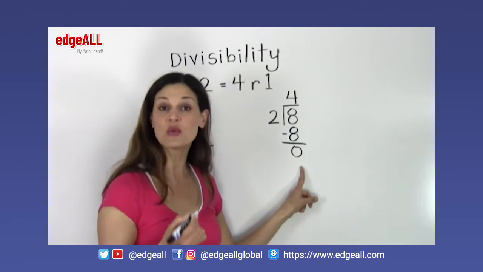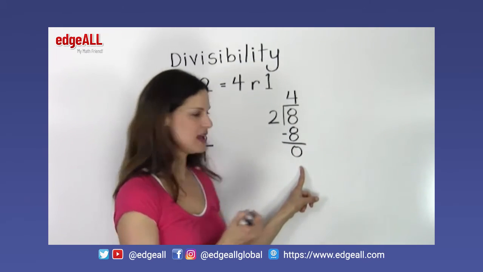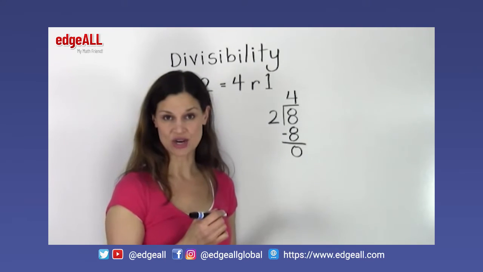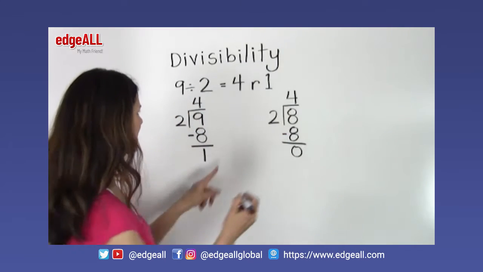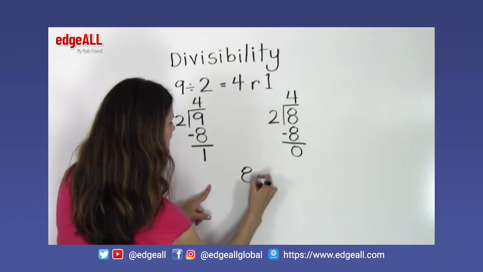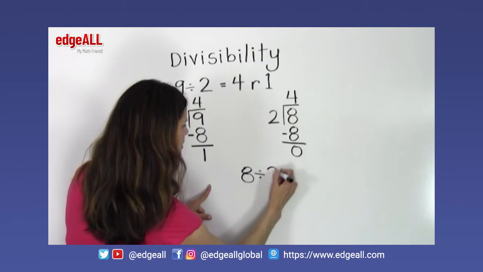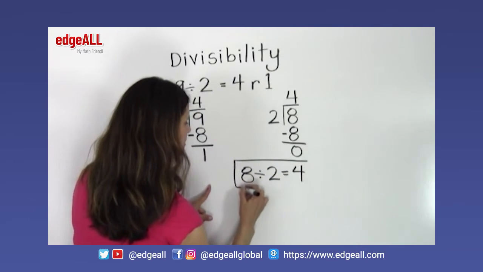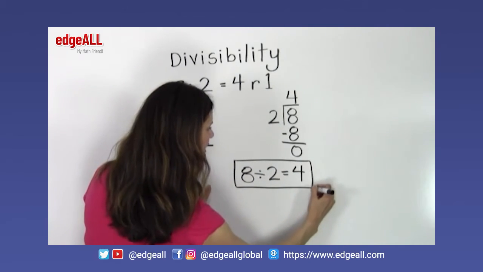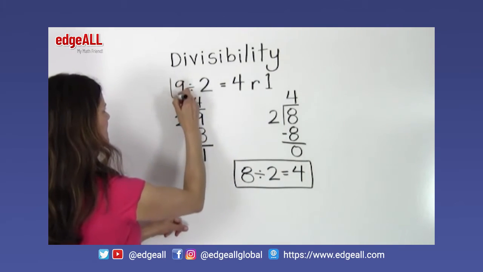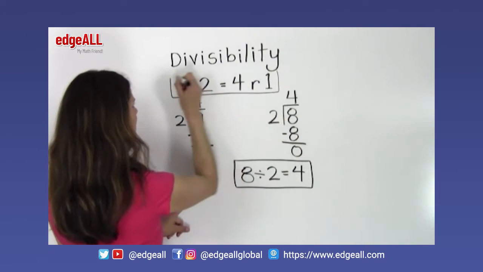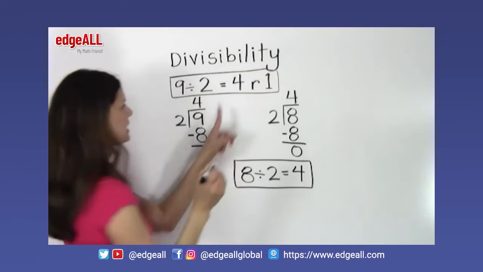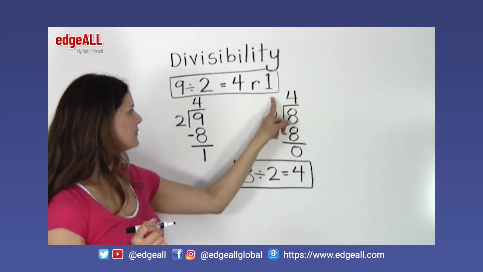And so I have a remainder of 0, or no remainder. And so I would simply write my answer then as 8 divided by 2 equals 4. And I don't have a remainder, so I'm not going to put an r after it. In this case, 9 divided by 2 equals 4, remainder 1.